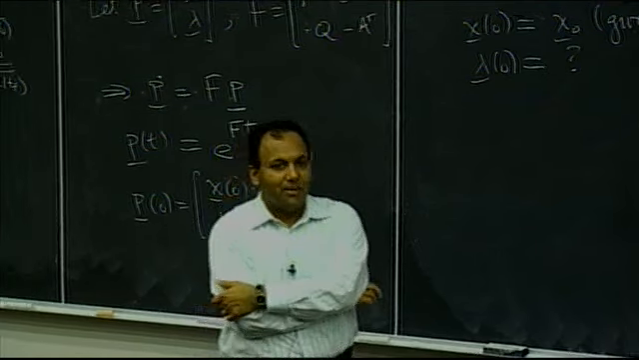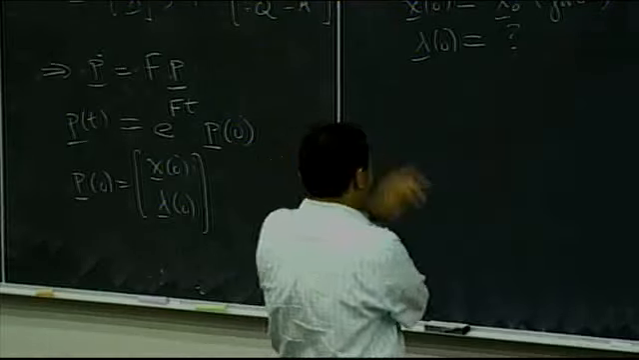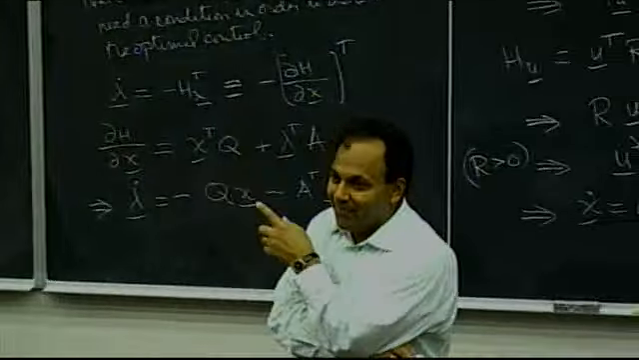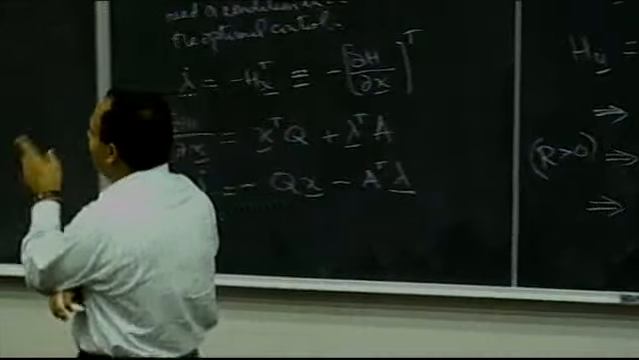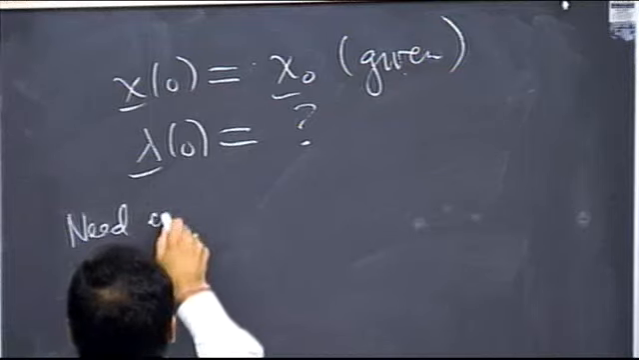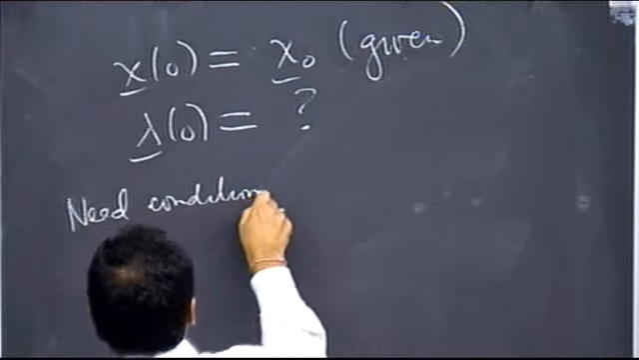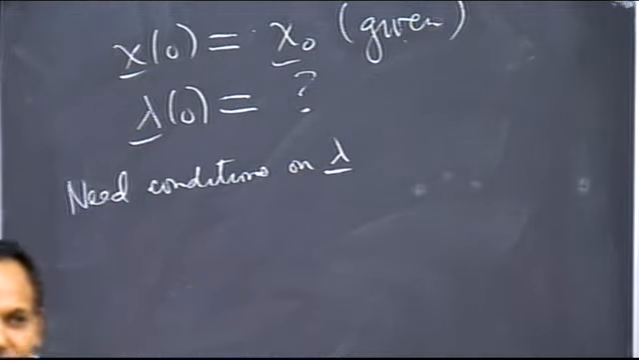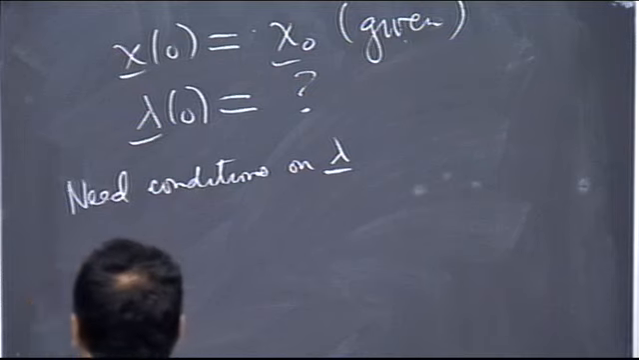Well, let's go through it. That's why I kept those on the board over there, because I need them. I didn't just write them on the board and leave them there for no reason. So we need conditions on lambda. If we don't have conditions on lambda, we can't do this. We don't have enough information to solve this problem. So let's start with the first condition.